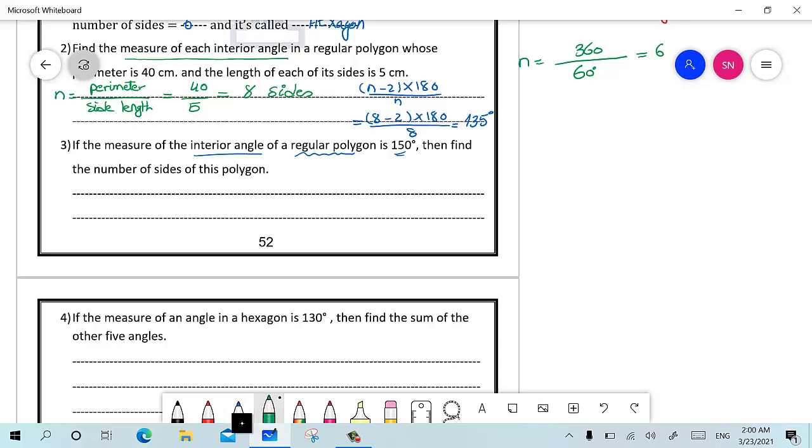In the beginning of the session, we said that we have a rule to calculate the number of sides. And if I was given the measure of one interior angle, then n is equal to 360 divided by 180 minus each interior angle. And this is a rule that we must memorize. So here n is equal to 360 divided by 180 minus 150, which equals 12 sides. So this polygon has 12 sides.